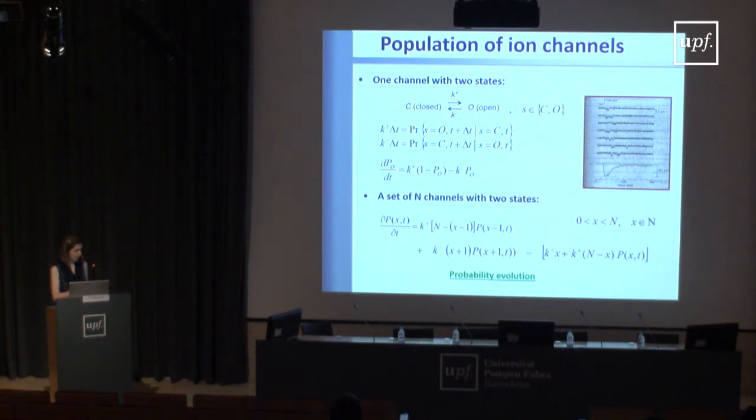I won't go into detail on this, but basically, if we have one channel with two states, just to start with, we have this probability of transitioning from one state to the other, and we can compute the probability of the channel being open. We would have an equation like this. If rather than having just one channel, we had n channels, then we would have this evolution of the probability for each of the potential numbers of channels in a given state.